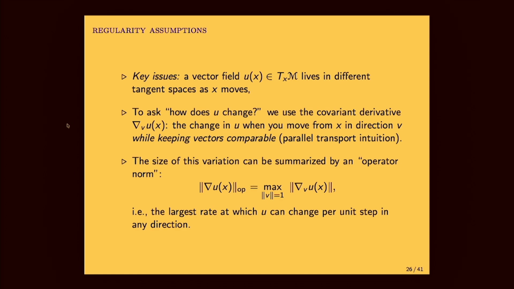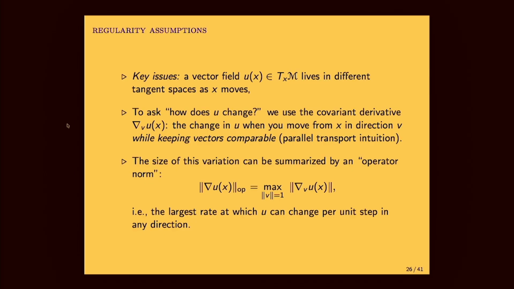As I told previously, the vector field here, as you move along the manifold, lives in different tangent spaces, right? If you're in Euclidean space, you can just define a simple Lipschitz condition or some sort of smoothness assumption on the velocity field. But in the manifold setup, we need something slightly more than that, because the tangent space in which the velocity field lives changes as we move.